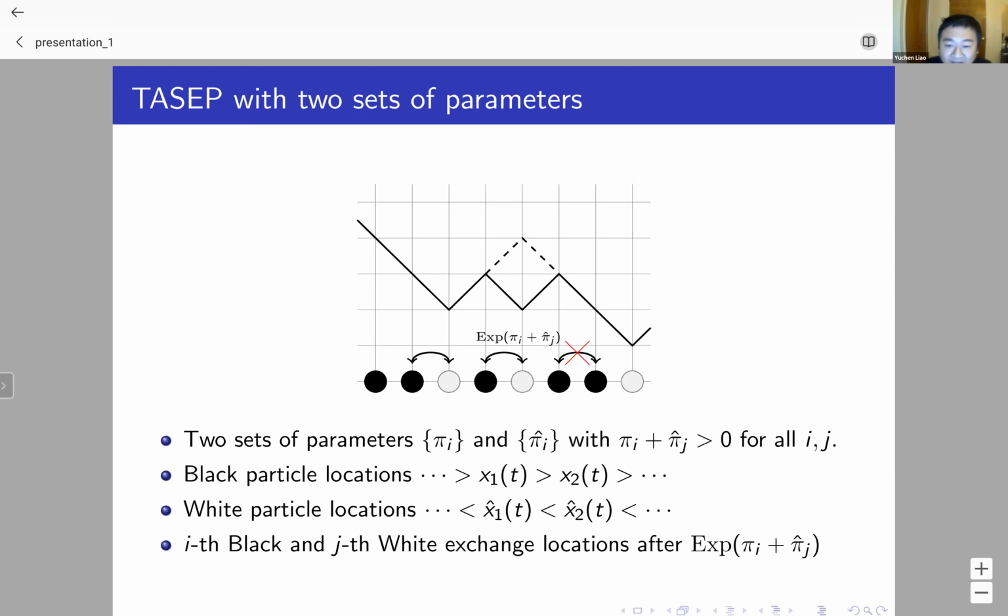And each of them carries a parameter, either pi_i or pi_j hat, depending on whether it's black or white. And when the ith black particle meets the jth white particle, they will exchange their locations after an exponential waiting time with rate pi_i plus pi_j hat. That's the model, very simple.